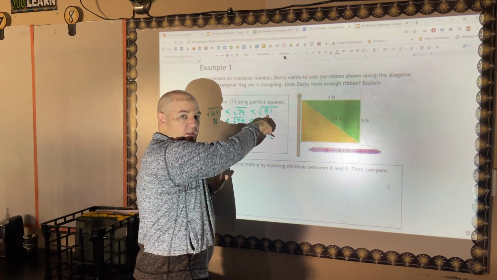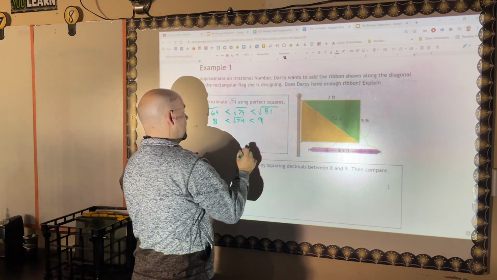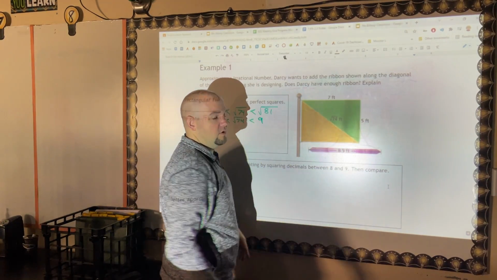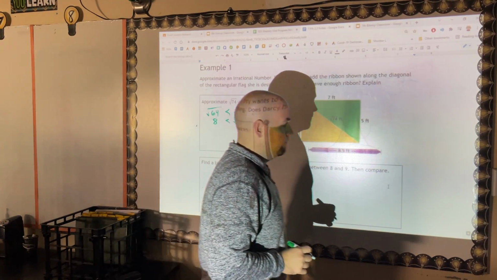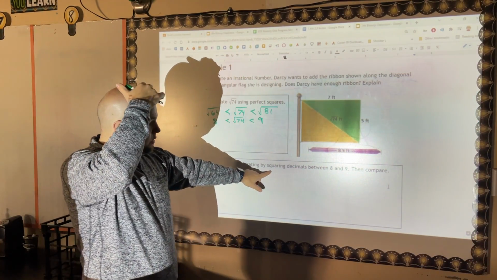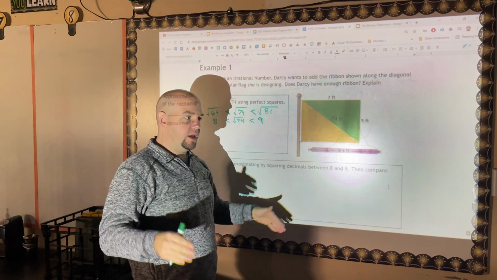And the square root of 81 is 9. So we know that our number here is between 8 and 9. So far, so good. Does she have enough? Maybe. We'll figure that out. So to find a better approximation, we can do some squaring of decimals that are between 8 and 9.